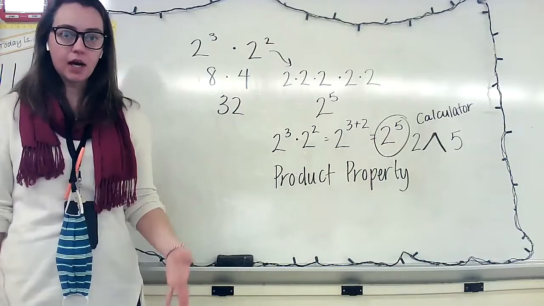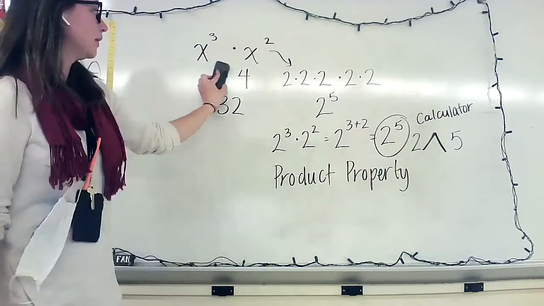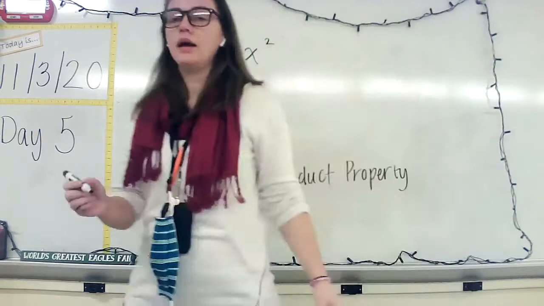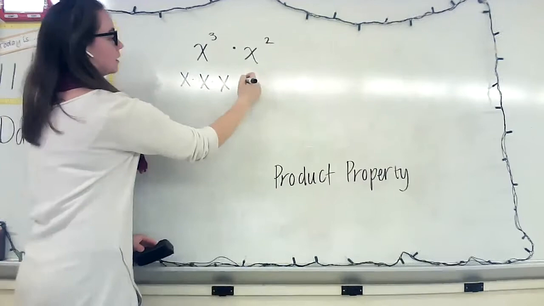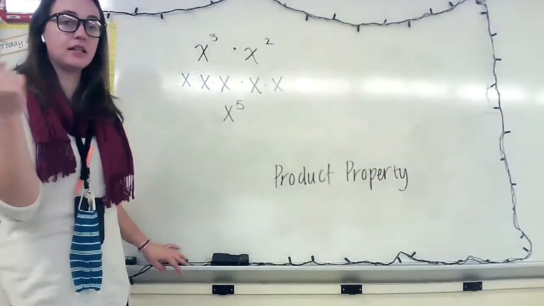So for example, if I change this to x, well, now I don't know what number it's going to be, but still using the product property, and remembering that this is really just x times x times x times x times x. 1, 2, 3, 4, 5. I have 5 x's being multiplied together. So x to the fifth power is a simpler way of writing x cubed times x squared.